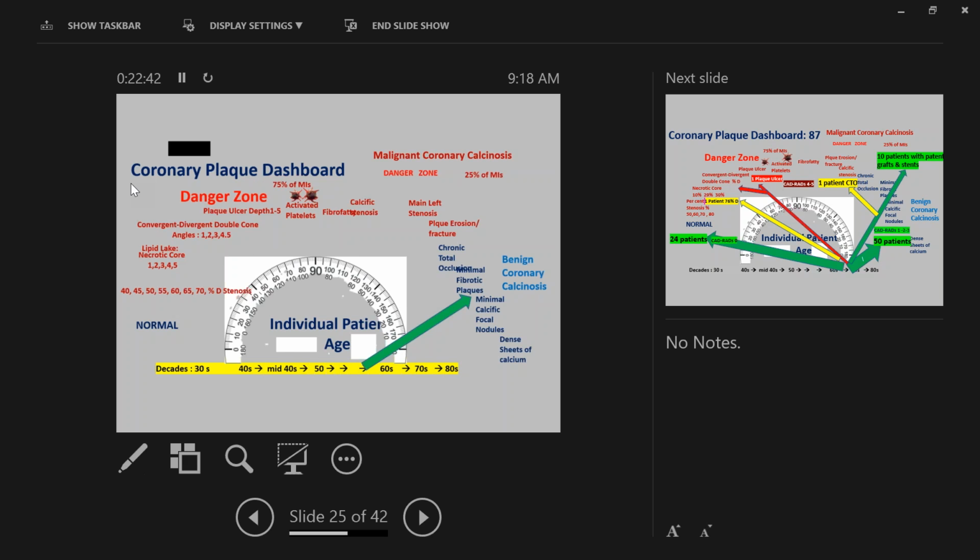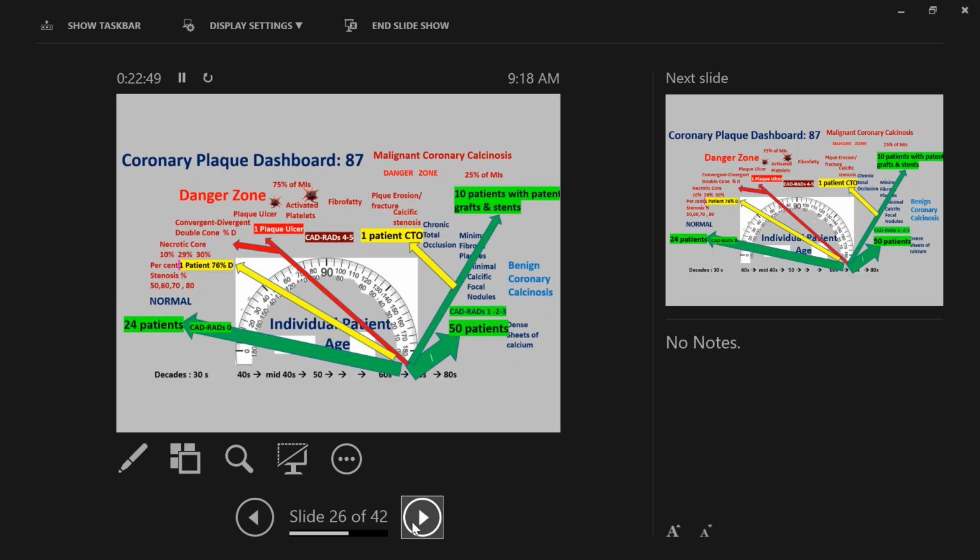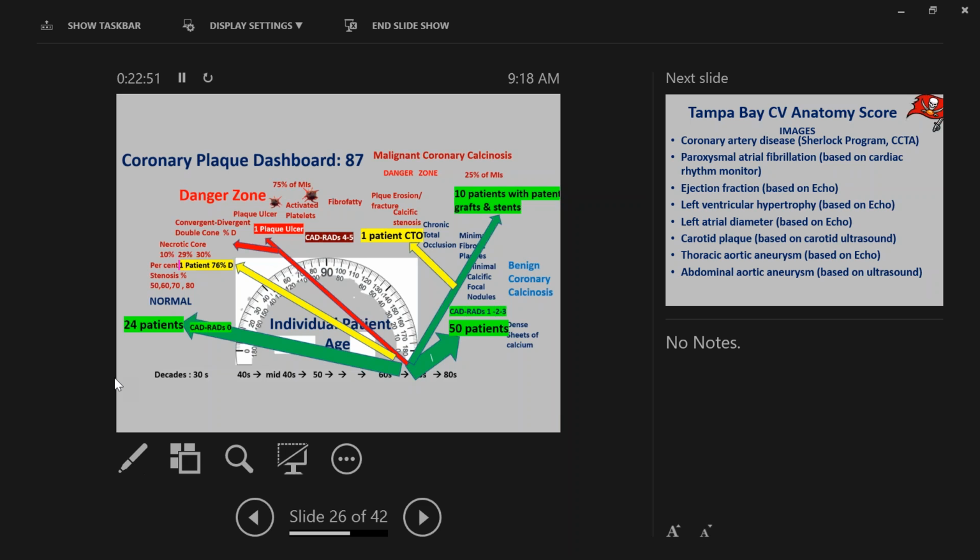So we have a way of doing a coronary plaque dashboard on each individual patient to see where they are today. And then here's a composite dashboard of where our 87 patients are that we studied, with 24 being totally normal, 50 of them having scores that are 1, 2, or 3, which is in the 50% range of calcification. This is a group of patients that have patent grafts and stents who have coronary artery disease. That's significant, but if they have patent grafts and stents, they're protected.